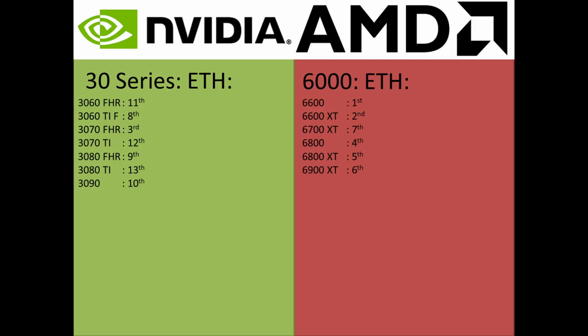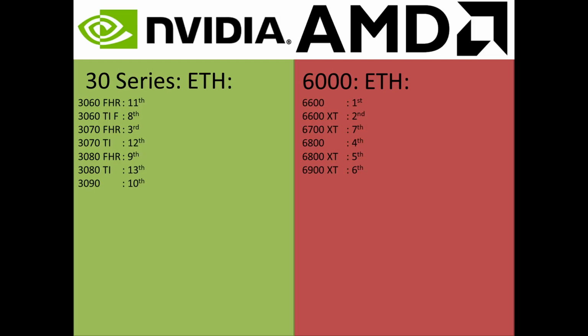You can see on Ethereum that the 6000 series performs much better. The only one that does really well on the 30 series side is the 3070 full hash rate. So that's a very efficient card, and actually the 3070 full hash rate does very well on a lot of other algorithms as well. So there's that to keep in mind as well. You'll see it in the next slides.